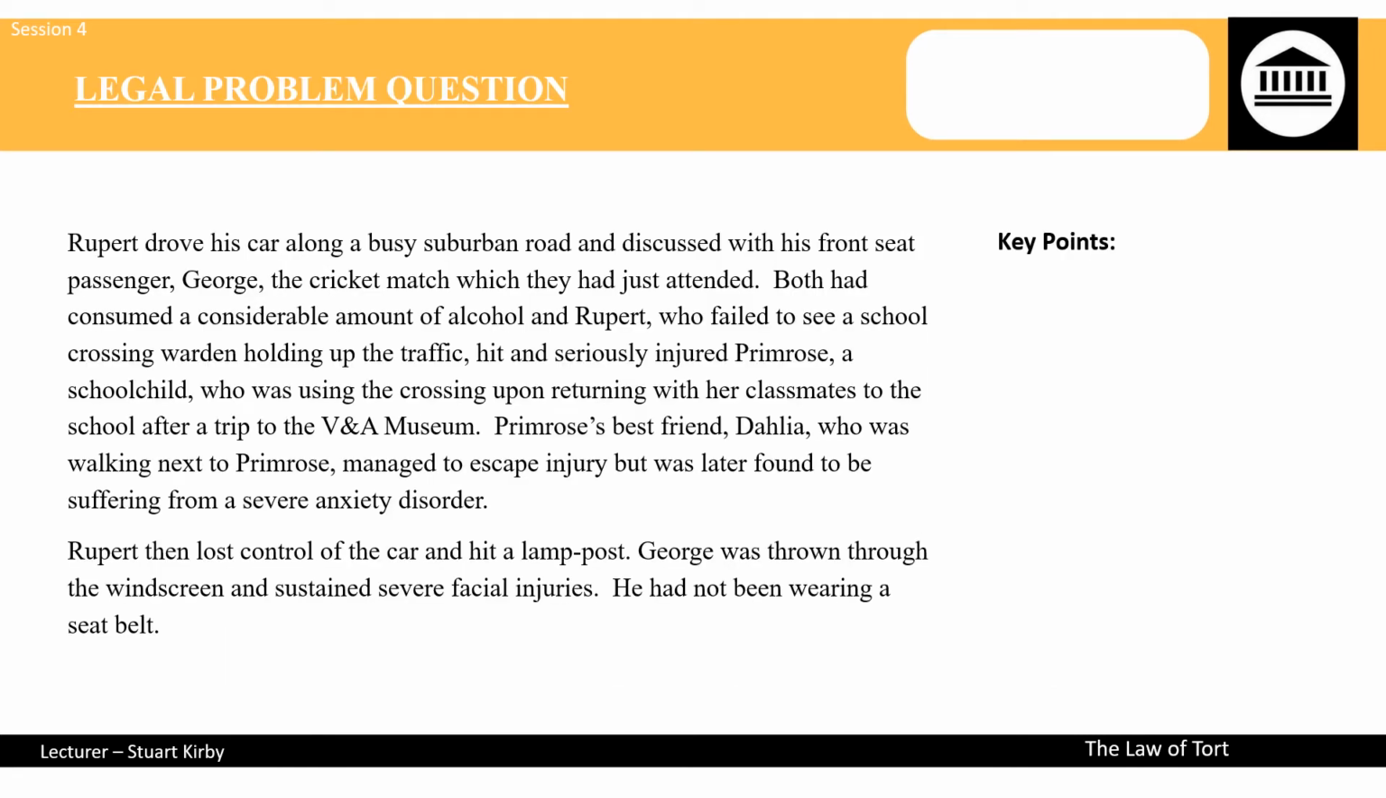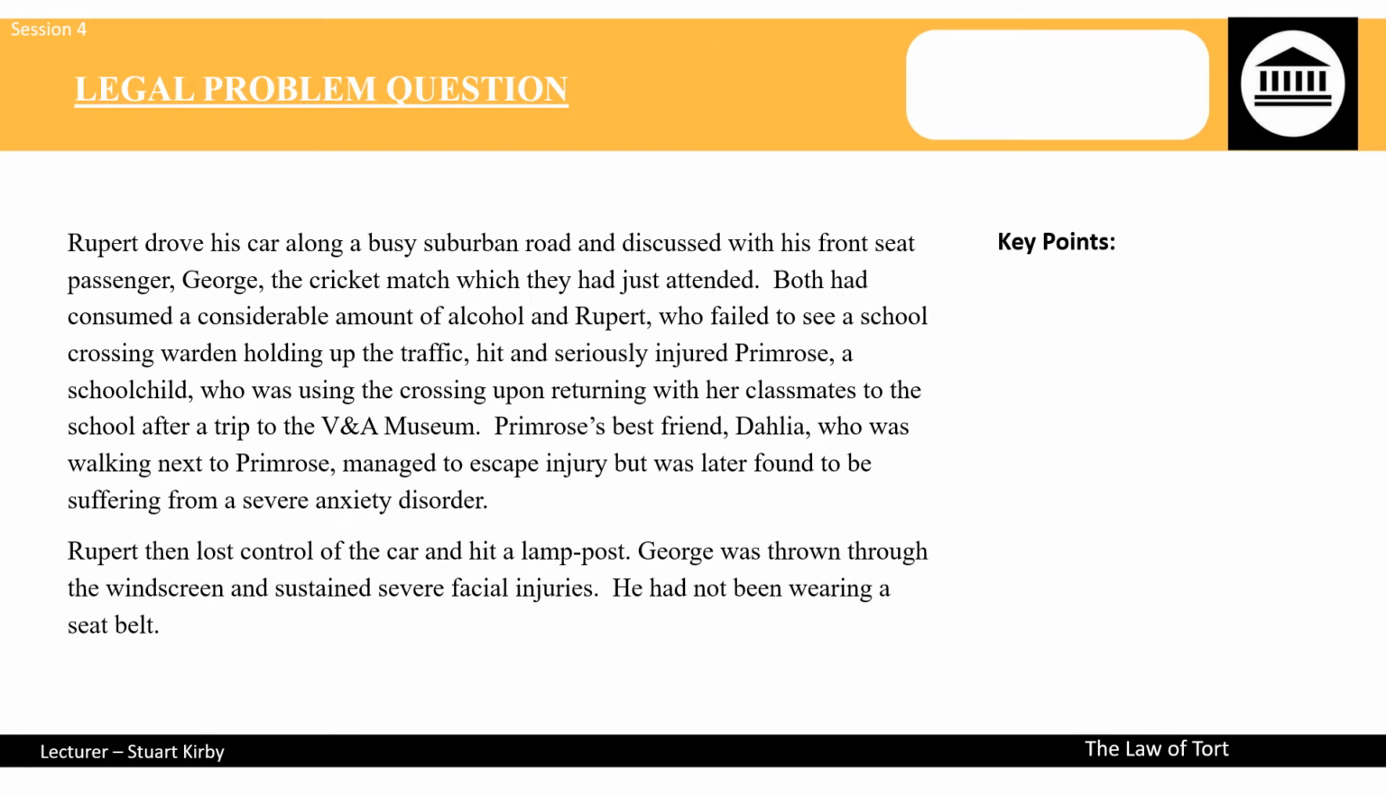So here's the situation. It's a car accident. Rupert's driving. There's a passenger. They've both been drinking alcohol, so already some issues there. And they hit a girl crossing an actual crossing, I think it's referred to as a school crossing. Yeah. So that's an even bigger issue, isn't it? Really, someone is using a marked out crossing to cross the road, and they're hit by a couple of drunk drivers.